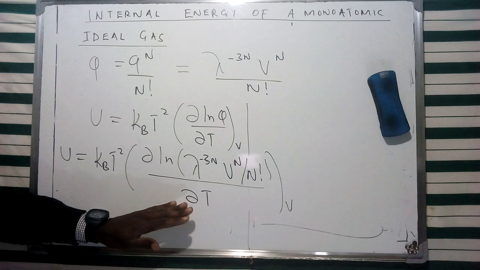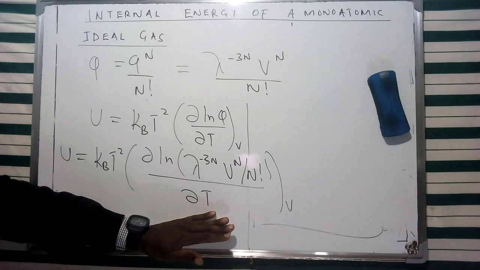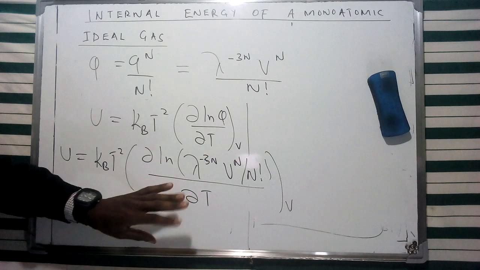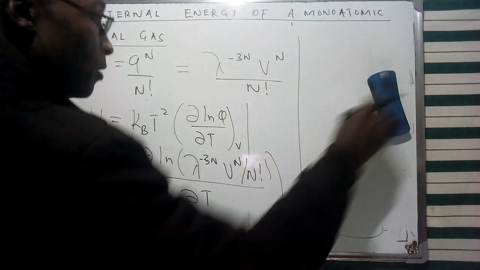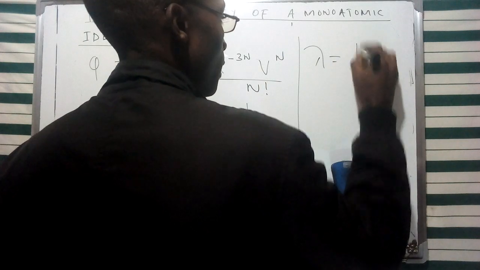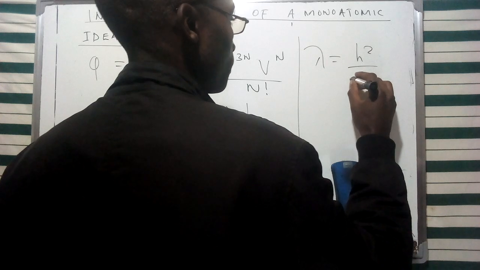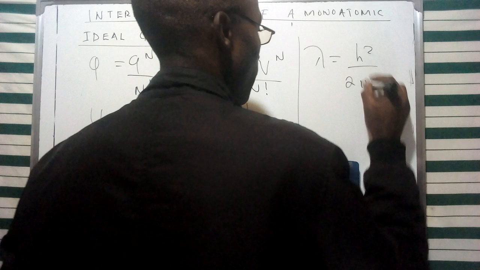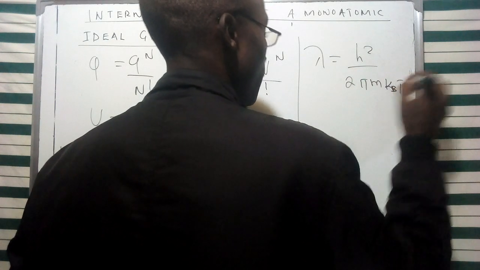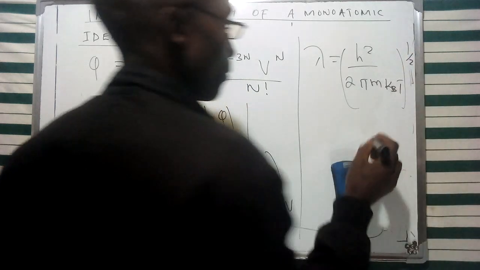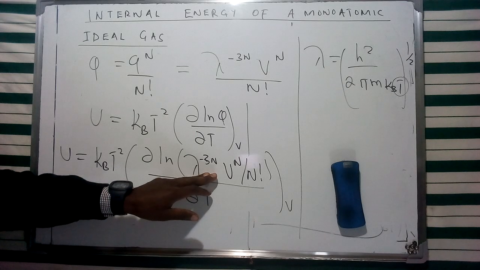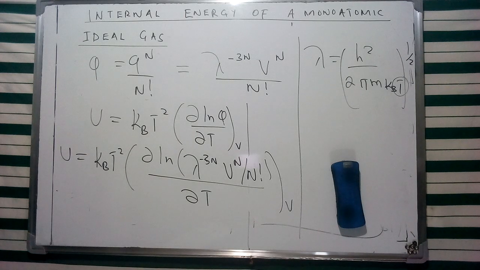So this specific equation can be solved by using the laws of logarithms, and we're going to consider factors which are dependent on temperature. Now, in this case, they are given the de Broglie wavelength in terms of h over the square root of 2 pi m kB T, that is, raised to a half. From this, we are going to see that the de Broglie wavelength depends on temperature.